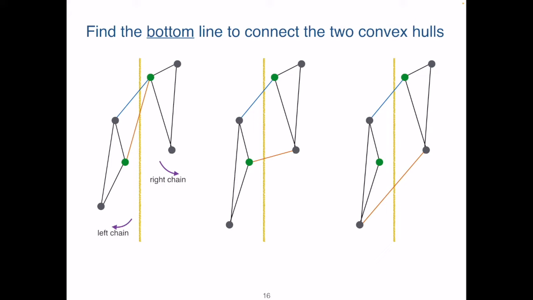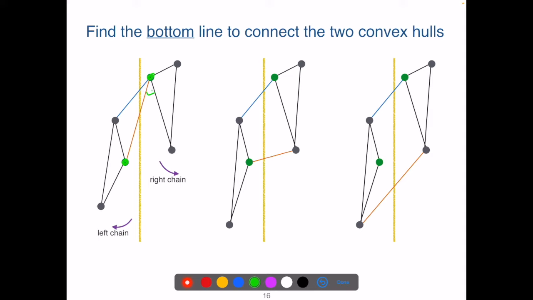Next, we find the bottom line to connect the two convex hulls from both sides of the dividing line. Again, we start with connecting the rightmost point on the left side and the leftmost point on the right side. We connect them first, and then we check their angles. Because now we're looking at the bottom line, we need to change the directions. For the right side, we will go counterclockwise. And for the left side, we'll go clockwise.